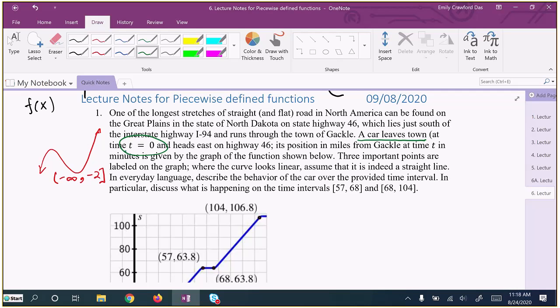Then it says the car's position in miles at time t in minutes is given by the graph of the function below. That also seems important, so I'm going to underline that our position is measured in miles at time t. Time t is measured in minutes, and that's given by the function below. It goes on to say that they've labeled some important points on the graph, and if it looks like a straight line, it is a straight line. Then the problem asks us to discuss, in everyday language, the behavior of the car over the provided time interval.